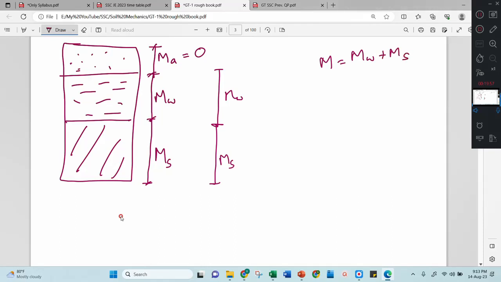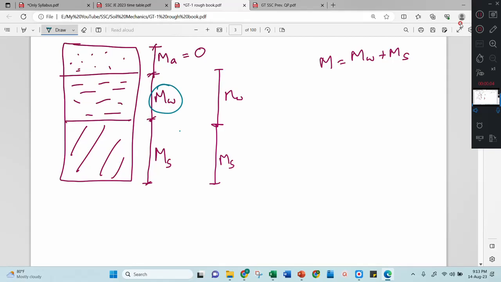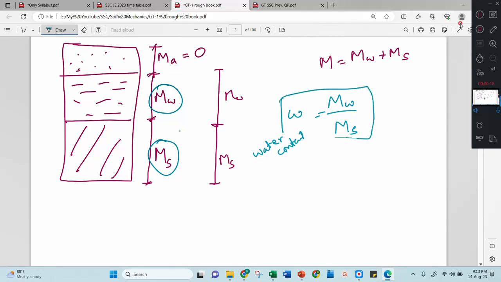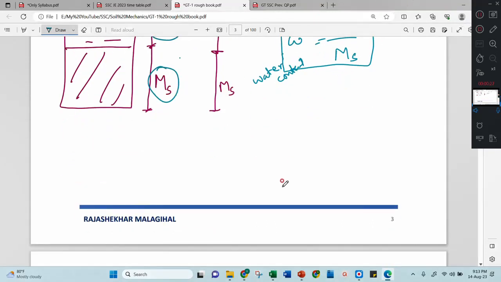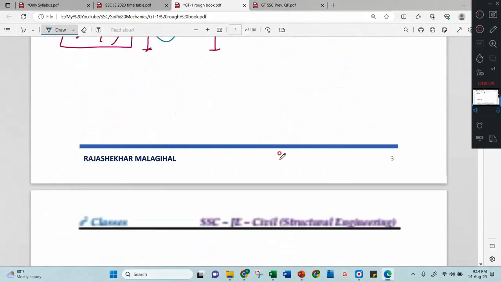Then here we have only two stories. That's why you just compare the top one and bottom one. That is, Mw by Ms is nothing but water content. This is your water content, right? Water content is mass of water by mass of solids. Here there is only one term. In terms of mass we have only one term, and in terms of volume we have five terms, remember, right?